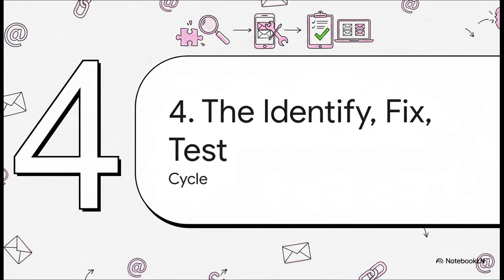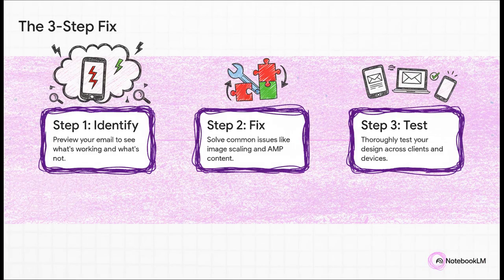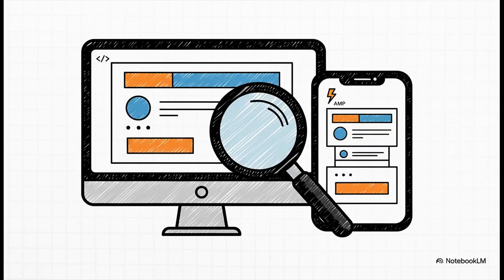Okay, let's dive into the actual solution. The key here is to adopt a really simple but super powerful framework, the identify, fix, and test cycle. Trust me, this cycle is your roadmap to getting it right every single time. It's a really logical flow, right? First, you have to see the problem exactly how your users see it. Then, you apply a targeted fix to that specific issue. And finally, and this is crucial, you test everything rigorously to make sure your fix actually worked and didn't accidentally break something else. So step one is all about visibility. I mean, you can't fix what you can't see.